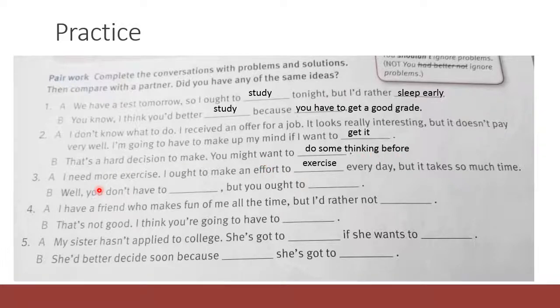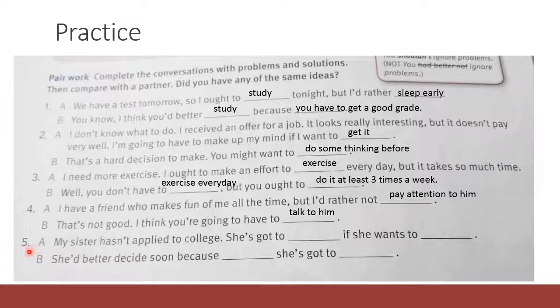Number three: I need more exercise. I ought to make an effort to exercise every day, but it takes so much time. And B answers, well, you don't have to exercise every day, but you ought to do it at least 3 times a week. Number four: I have a friend who makes fun of me all the time, but I'd rather not pay attention to him. That's not good. I think you're going to have to talk to him.